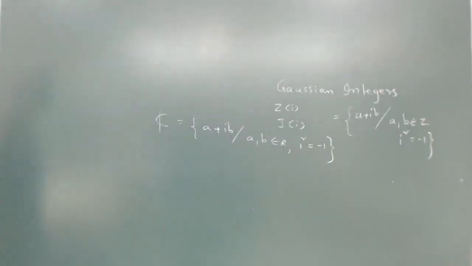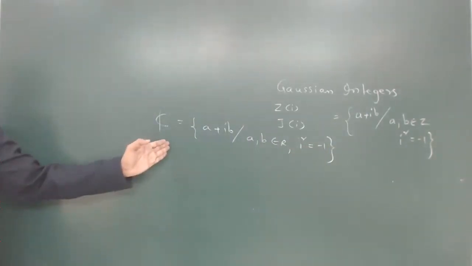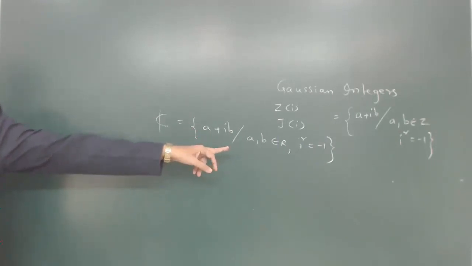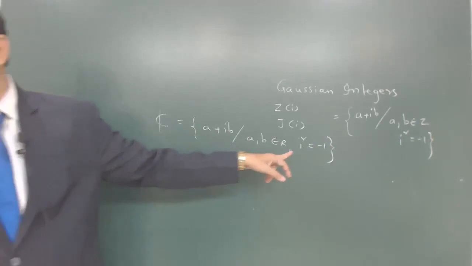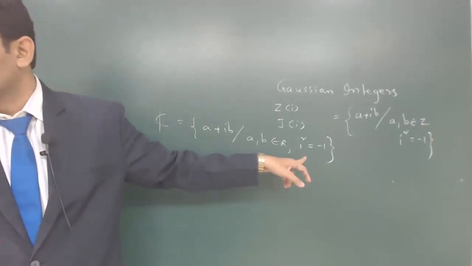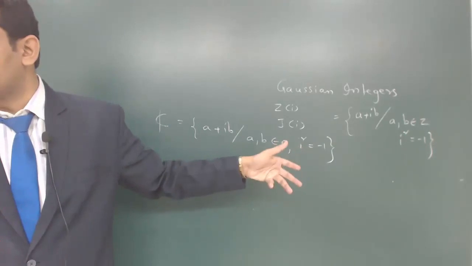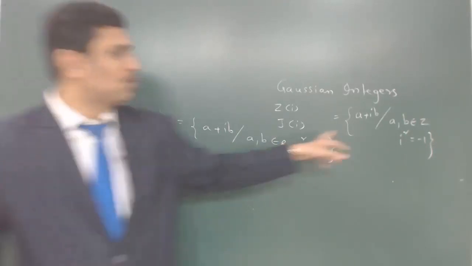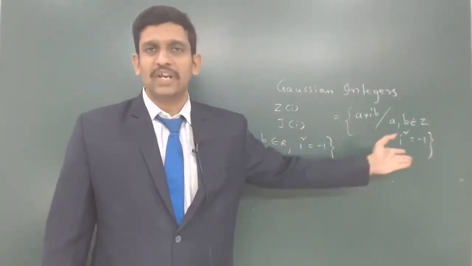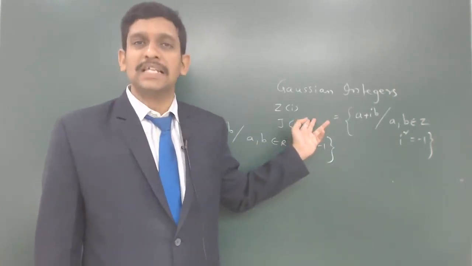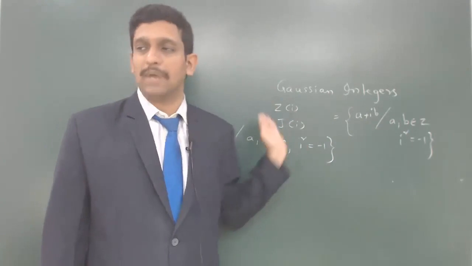We define the complex number system in this way: we take all the elements of the form a plus ib, where the coefficients are real numbers and i square equal to -1. So if you put a constraint that the coefficients are only integers and i square equal to -1 as it is, such a set we call Gaussian integers, and we denote it with this symbol.